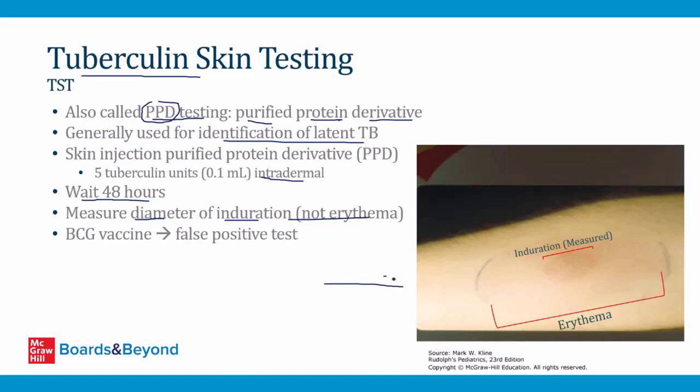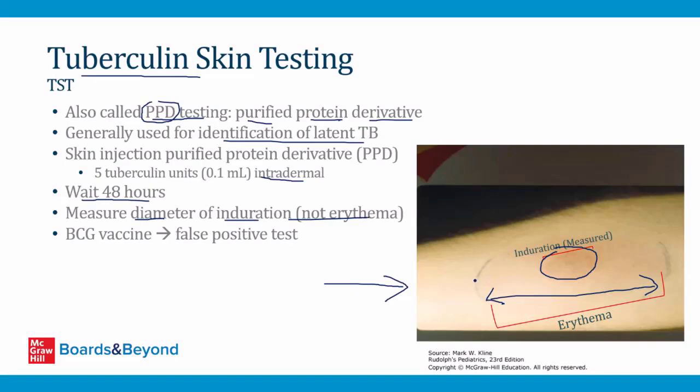So if you look at this picture on the slide here, this is what the skin typically looks like after you inject the PPD substance and wait 48 hours. There will be a small area of hardened skin. This is the indurated area. And then surrounding that, there'll be a larger area where the skin is pink or erythematous. And all this is caused by reaction to the PPD derivative.